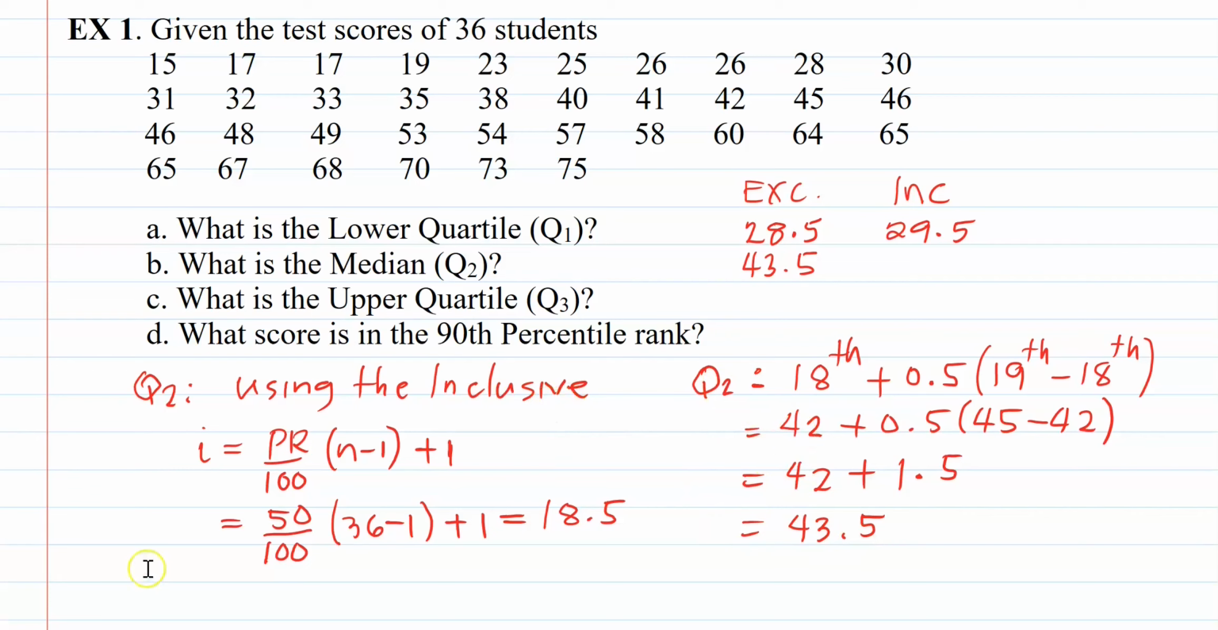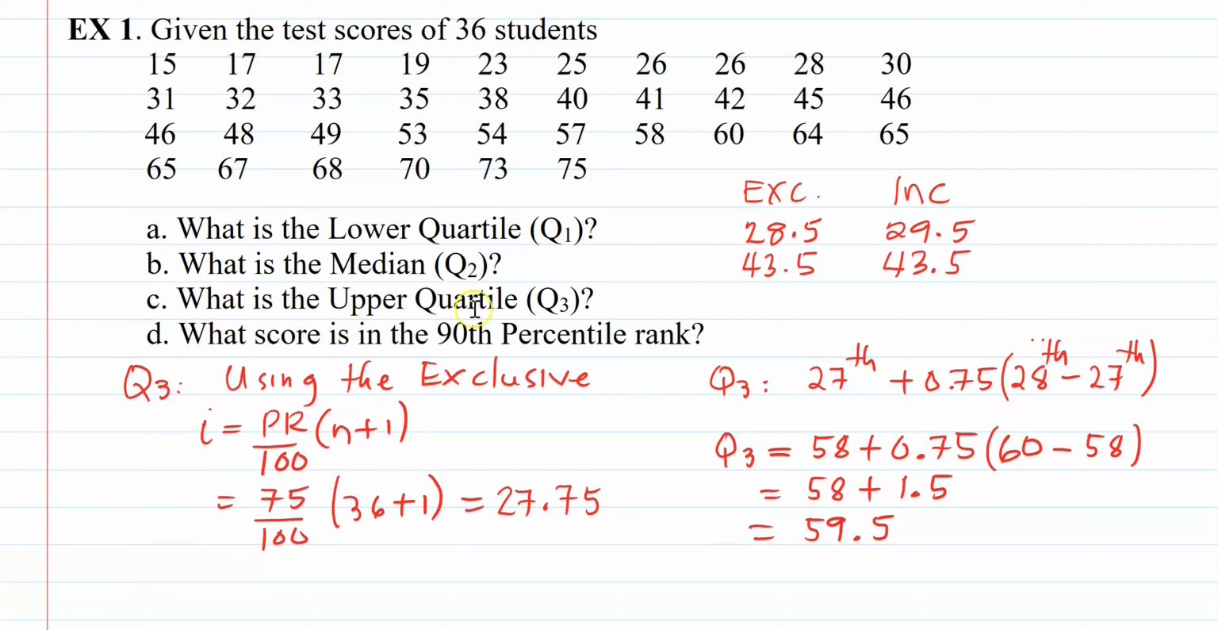Our next question is to solve for the upper quartile or Q3. And we will do this again in two ways, using the exclusive method and using the inclusive. And we'll start with the exclusive method. So the position number using the exclusive method is I equals PR over 100 times n plus 1. And for the Q3, our PR or percentile rank is 75. So I is equal to 75 over 100 times 36 plus 1. And this will give us 27.75.